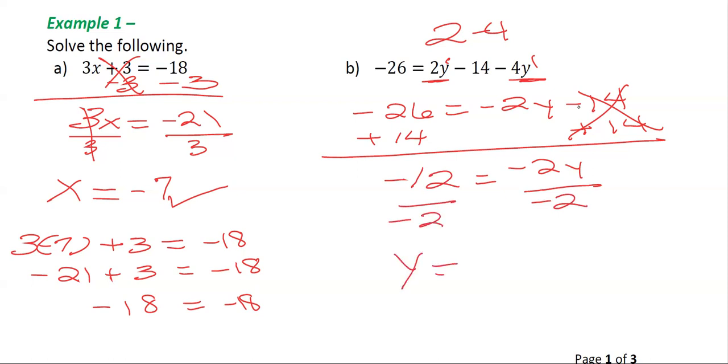I want to rewrite it where y is first, because in math we read left to right in America. So now we say -12 divided by -2. Well, negative divided by negative is positive. 2 goes into 12 6 times, and that's my solution.